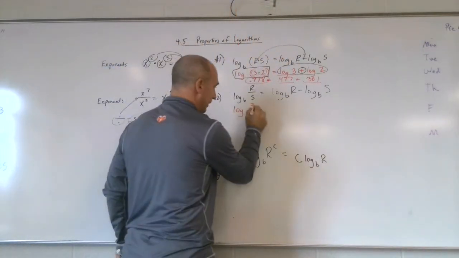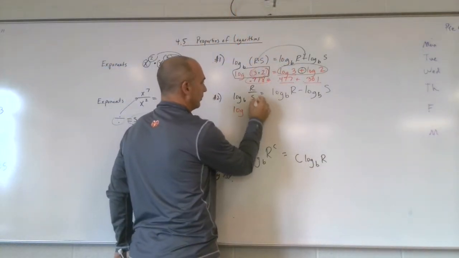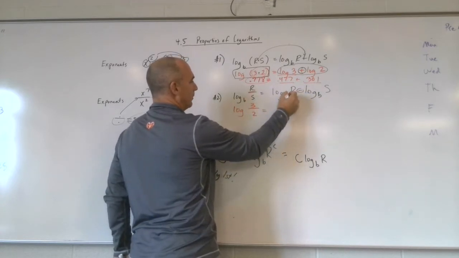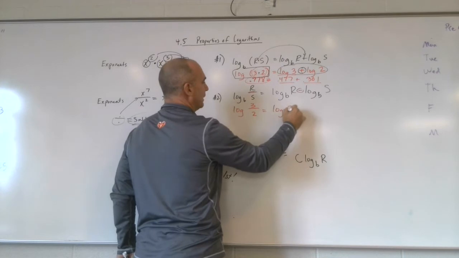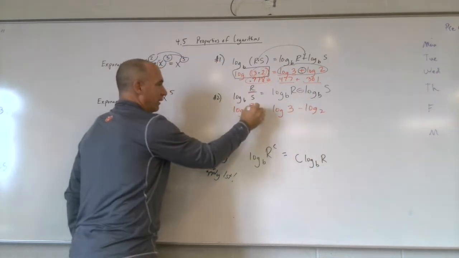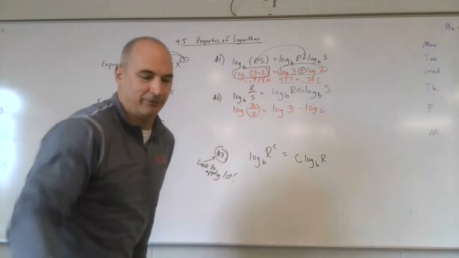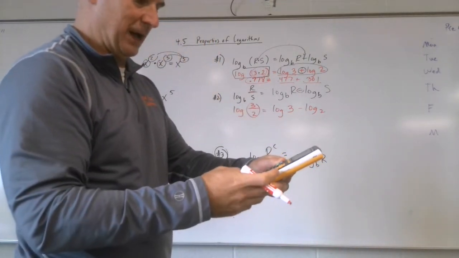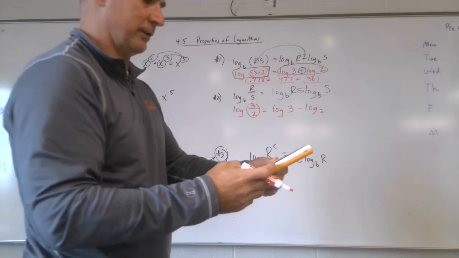So, it's like, okay, wait a minute. According to the rules, division equals subtraction, but I have to take the top one, log of 3, and subtract the bottom one, log of 2. Well, this is just 1.5, so I'm going to take the log of 1.5 and hit enter.